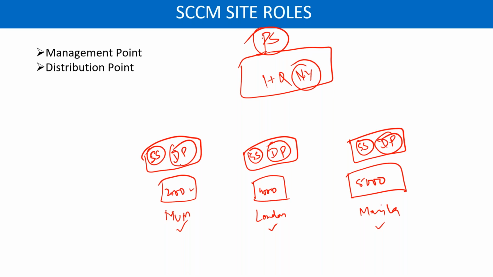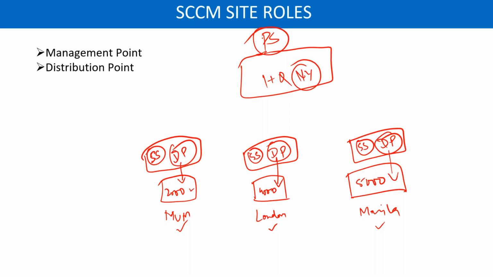So the content will be downloaded from the native distribution point. Mumbai will be downloading content from the Mumbai distribution point, London computers will be downloading content from the London distribution point, and Manila will be downloading content from the Manila distribution point.